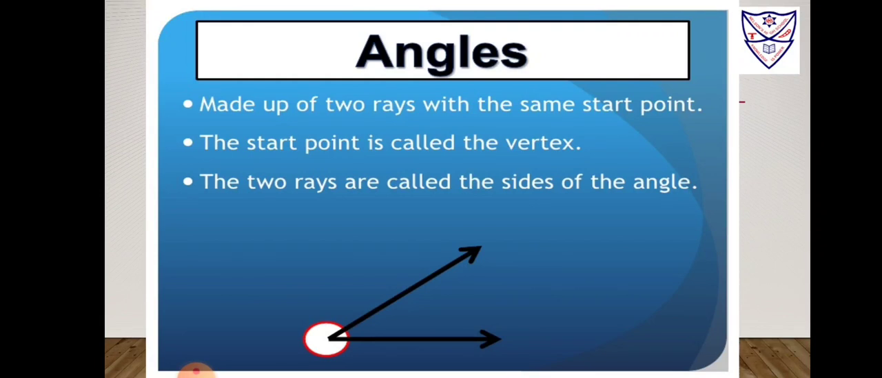So, angles mean what? Angles are made up of two rays with the same start point. The start point is called the vertex. The two rays are called the sides of the angle.